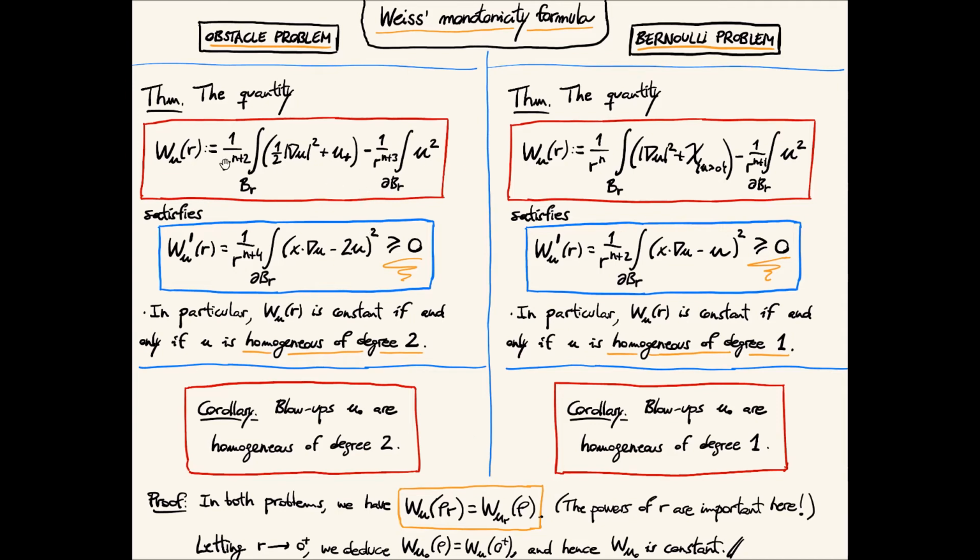So you only need to find, and this is the tricky part of course, the right quantity. But once you find the right quantity, this gives us that blow-ups are homogeneous of degree 2 in the case of the obstacle problem, and homogeneous of degree 1 in the case of the Bernoulli problem. So this gives us some hope to then classify blow-ups. If I go a bit too fast, or you have questions about this, as I said before, just let me know, and I'll be happy to answer any questions.